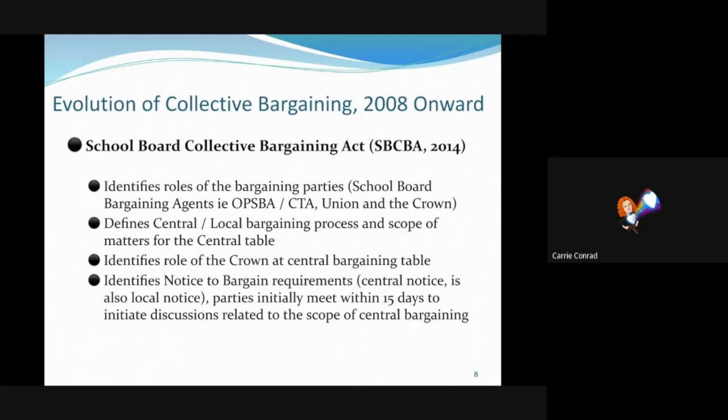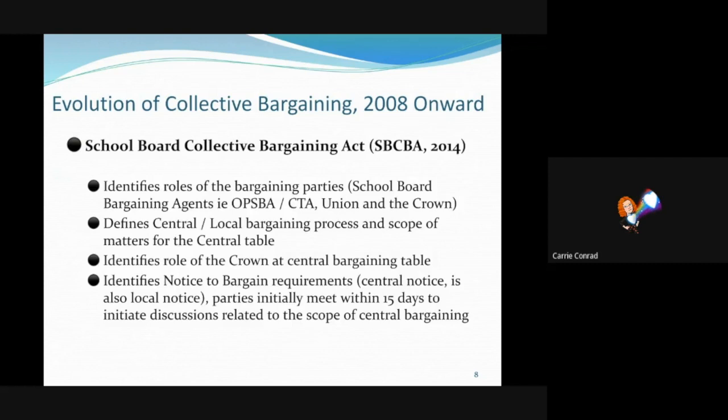In 2014, the School Board Collective Bargaining Act, known as the SBCBA, was established. This is an extremely important piece of legislation as it essentially governs the collective bargaining process within the education sector. It identifies the roles of the bargaining parties, being the school board bargaining agents, such as OPSBA, Ontario Public School Board Association, or the CTA, the Council of Trustee Association, the union, and the Crown. Within this SBCBA, the process of both the central and local bargaining and the scope of the matters which will be discussed at the central table are defined.